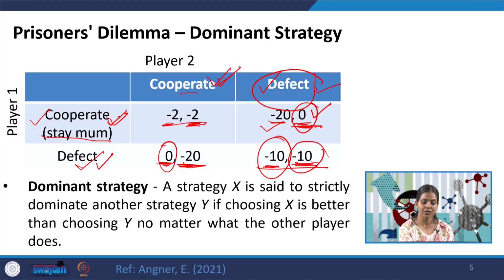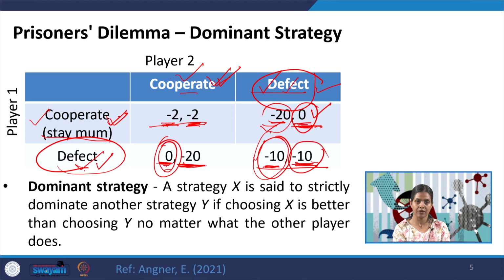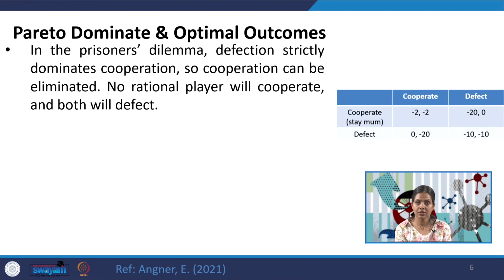For each strategy of player 2, you can see the payoffs. For cooperate, this is like minus 2 and 0, so 0, and for defect minus 2 and minus 10, so minus 10. So, again defect is the dominant strategy for player 1. In the prisoner's dilemma, defection strictly dominates cooperation, so cooperation can be eliminated altogether. No rational player will cooperate and both will defect.